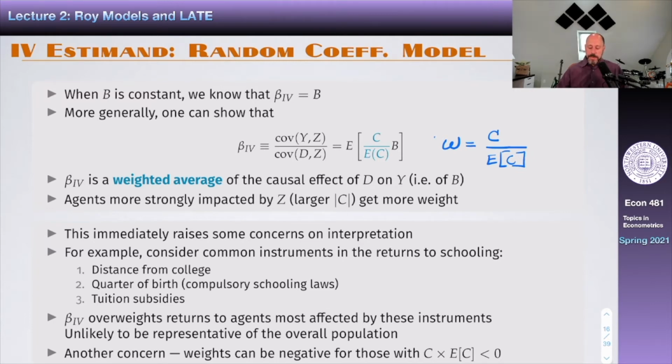It gives, or erases, some concerns on interpretation, as I wrote here. For example, consider a common instrument in the returns to schooling: distance from college, quarter of birth, tuition subsidies. These are common instruments you're going to see in applied papers when you want to estimate returns to education. And what you're saying here is that the IV estimate overweights returns to agents most affected by this instrument.